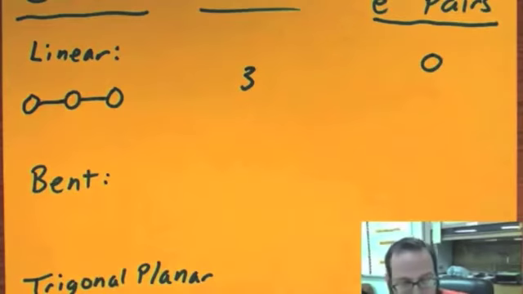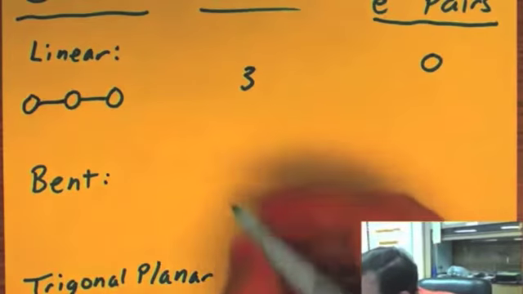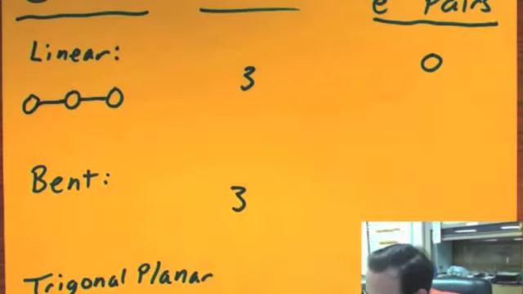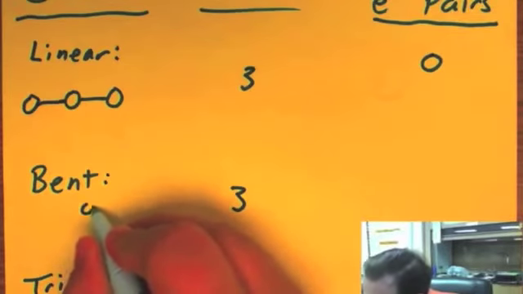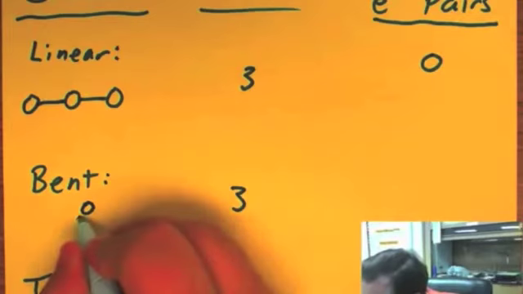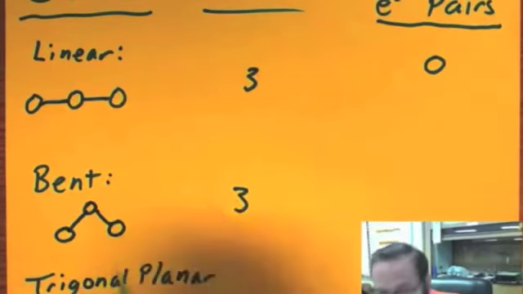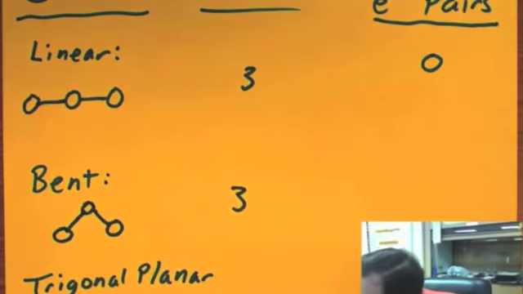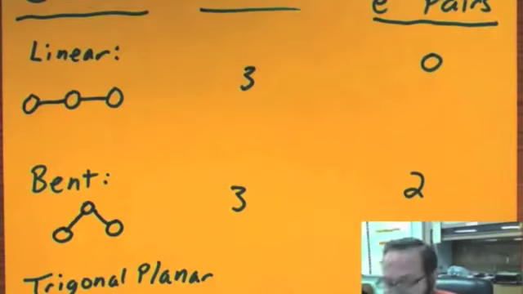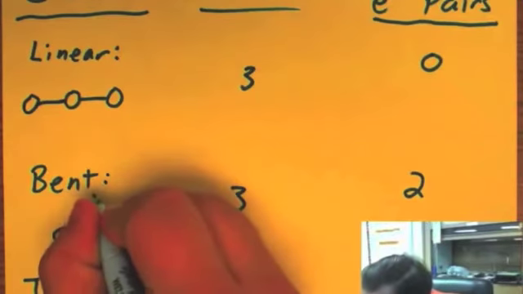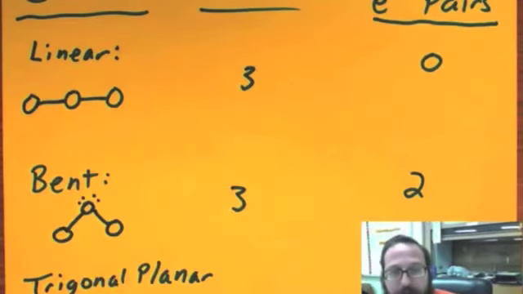Okay, a bent one is also going to have 3 atoms, but it's going to look like where our central atom is kind of making a peak on the top with a couple of lines and a couple of atoms on the sides like that. This one is going to have 2 pairs of electrons on the central atom. So you're going to see 2 little dots on either side like that. That's what gives it its bent shape.